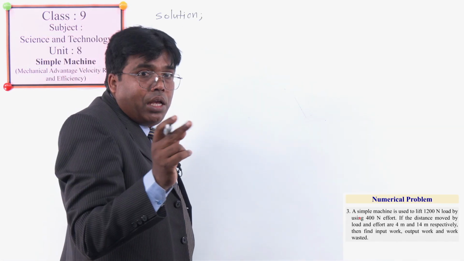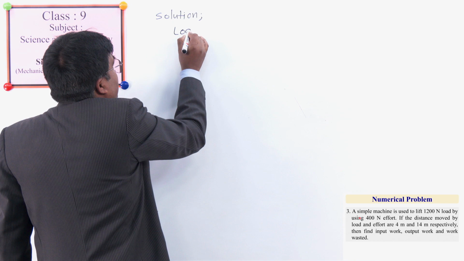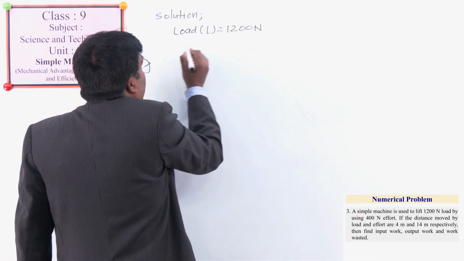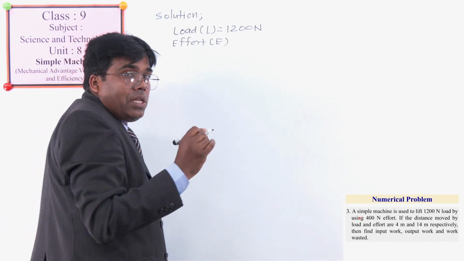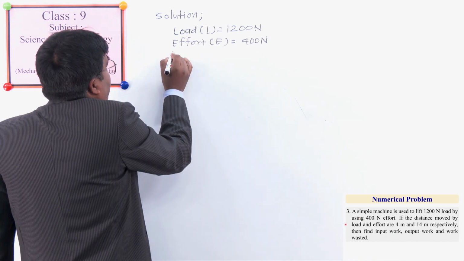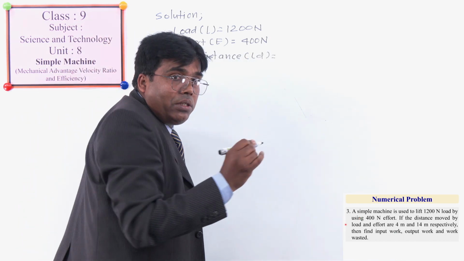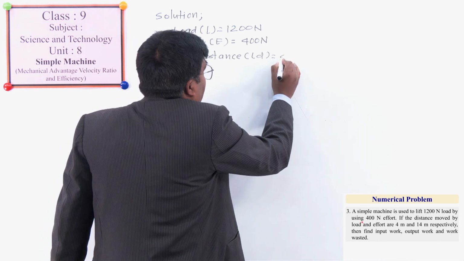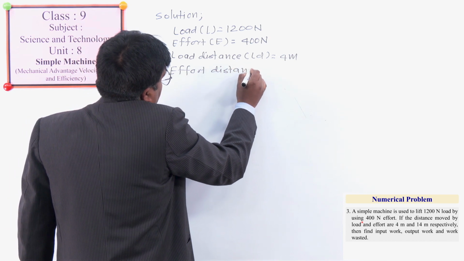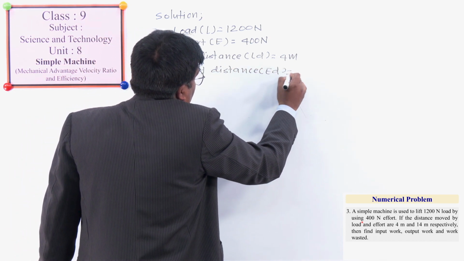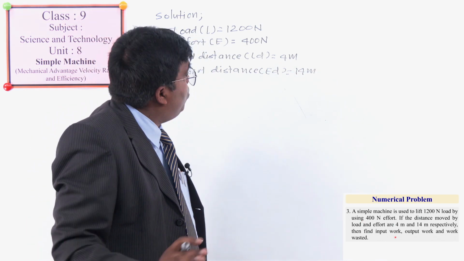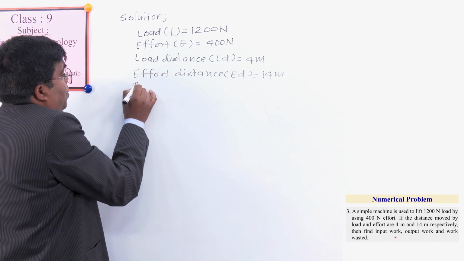So solution, data. Load, how much is given in the question? Load L equals 1200 Newton. Effort E equals how much? 400 Newton. Distance moved by load, that is called load distance, LD. What is that? 4 meter. Good. And effort distance, that is ED, how much? Yes, good. 14 meter.